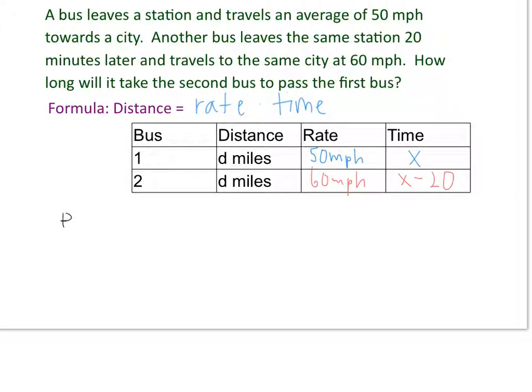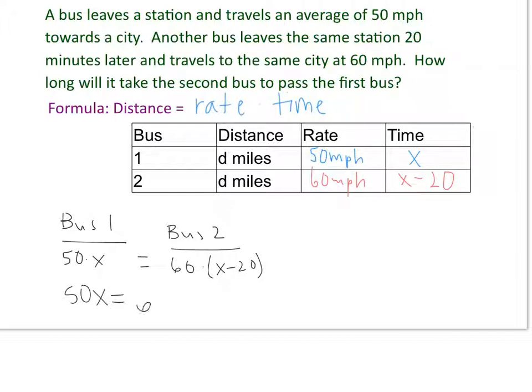So bus 1, for their distance is rate times time is 50 times x, right? The rate of 50 miles per hour times the time. And we want to figure out when that's equal to bus 2. And the distance of bus 2 is 60 miles per hour times x minus 20 minutes. So here, let's look at solving this. So I have 50x equals 60x minus 1,200 if I distribute that 60.